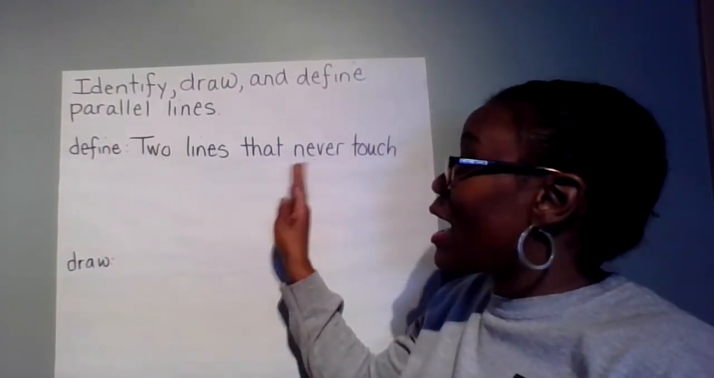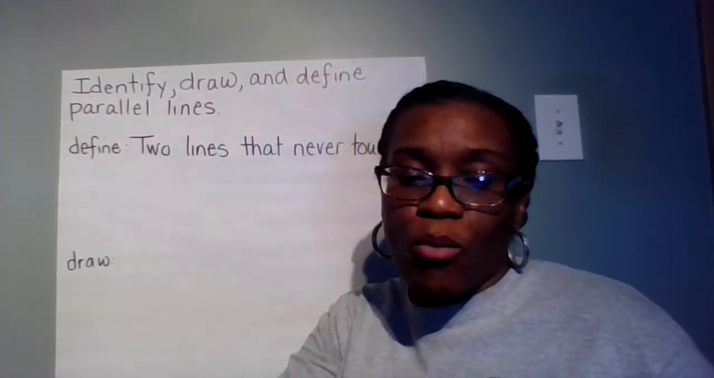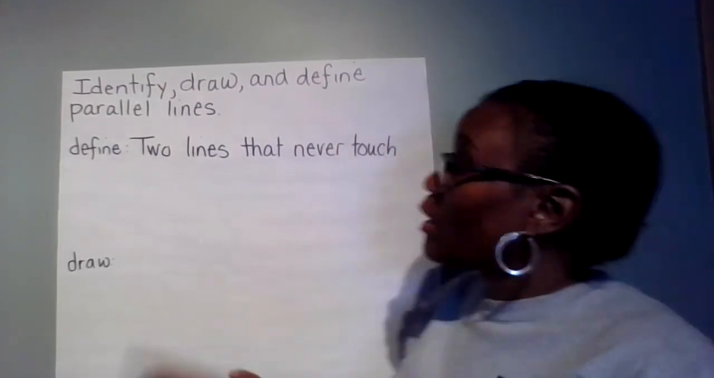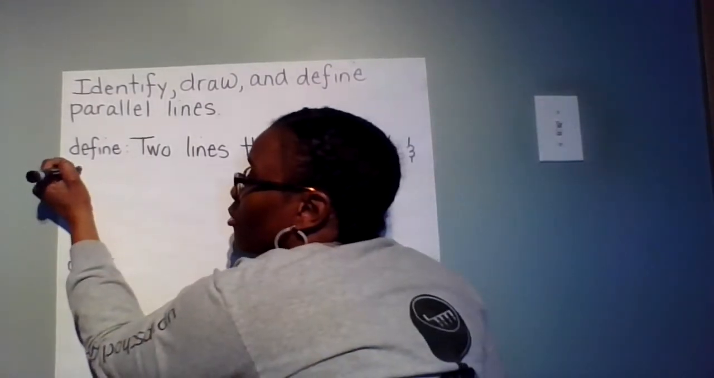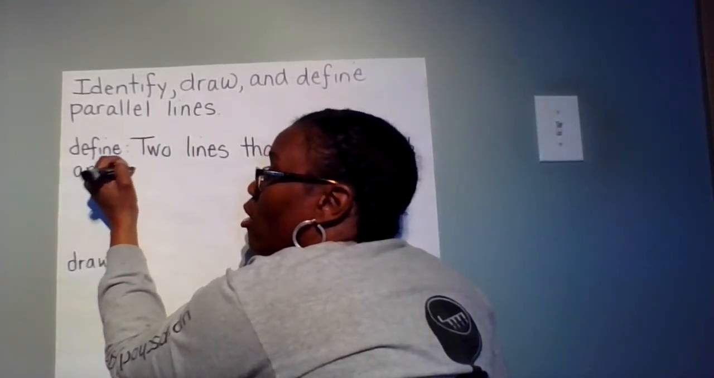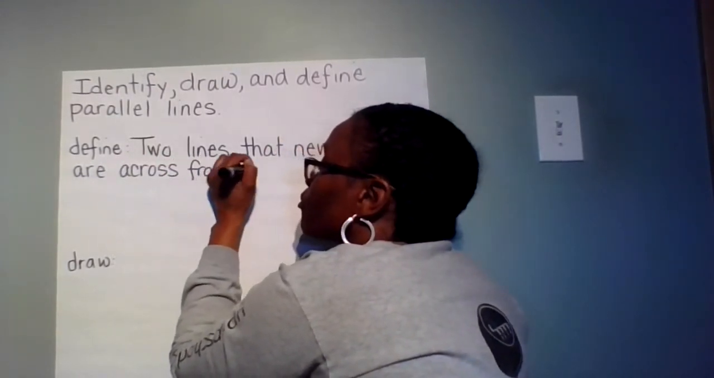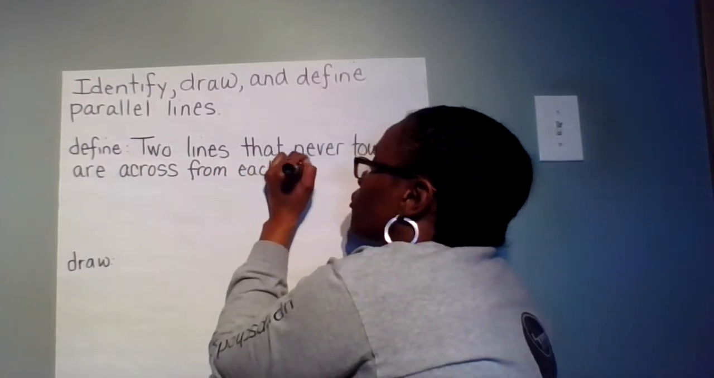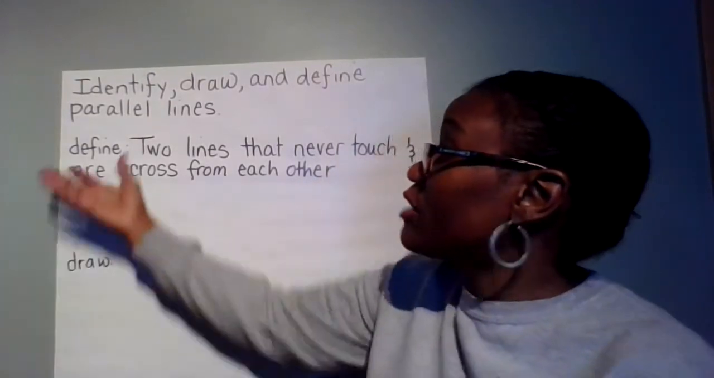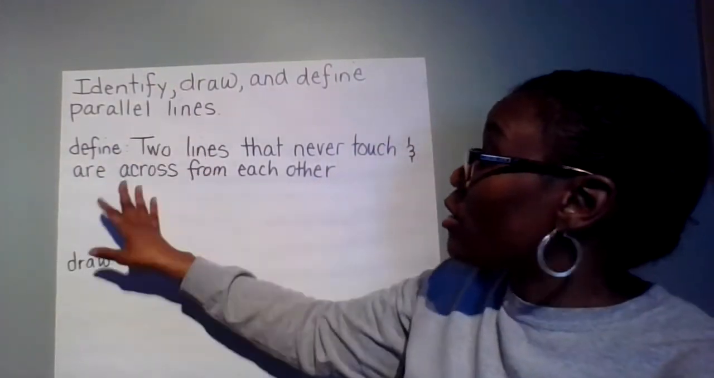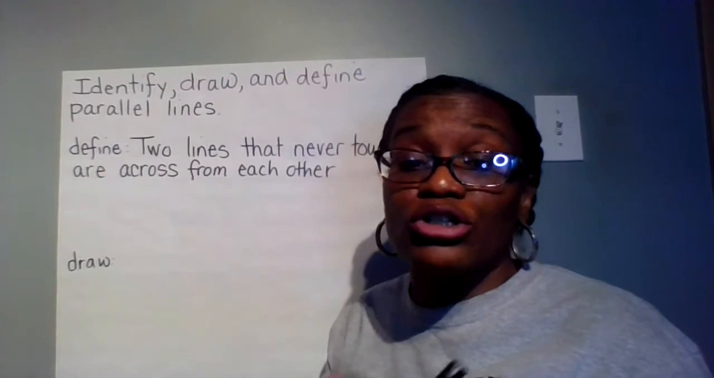And with parallel lines, there are also lines that are right across from one another. So it's two lines that never touch and are across from each other. So we've given ourselves a definition. Parallel lines are two lines that never touch and are across from each other. And now we're going to draw them.